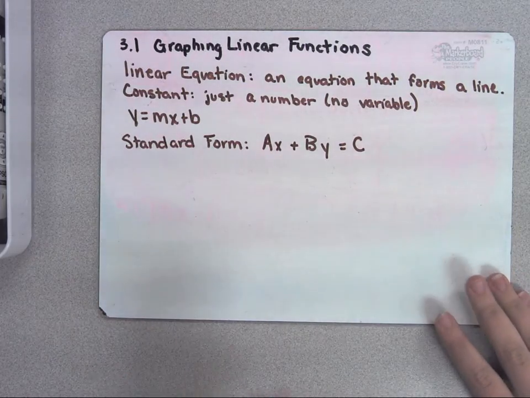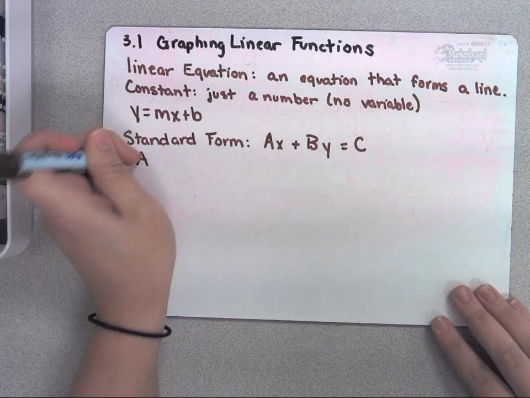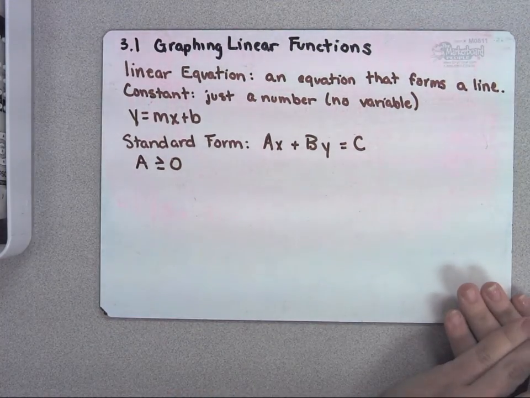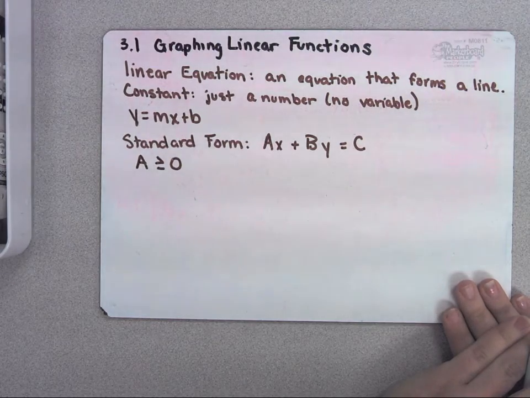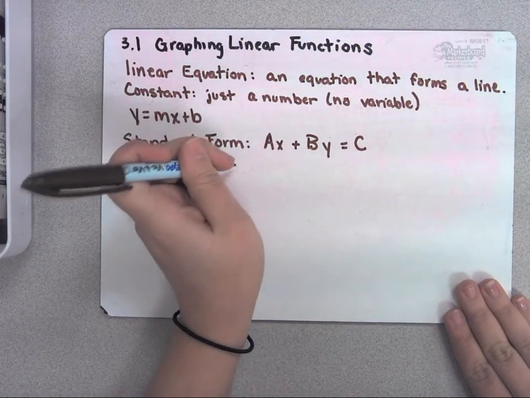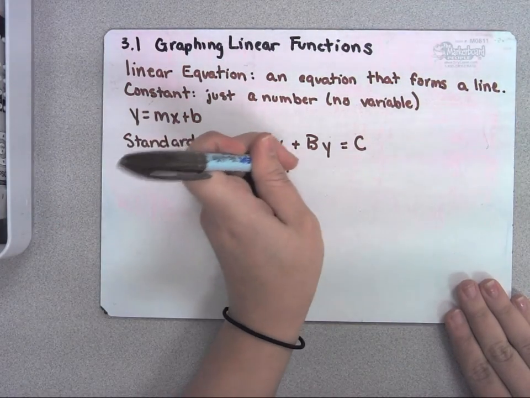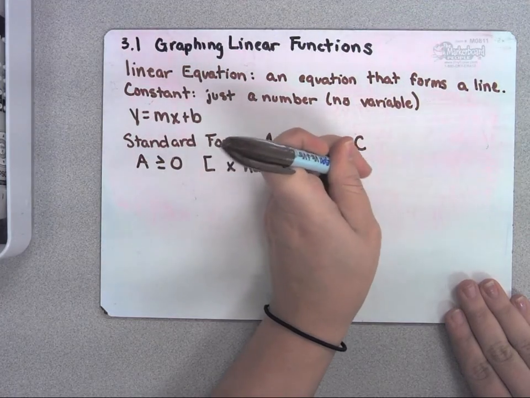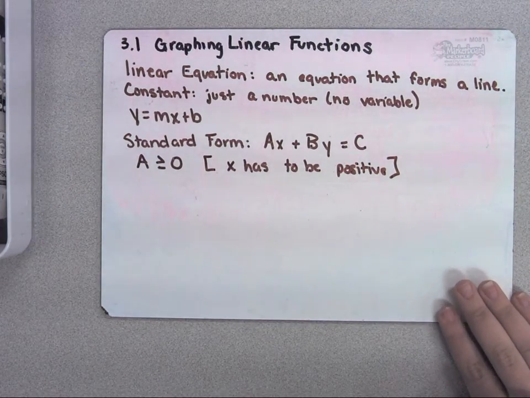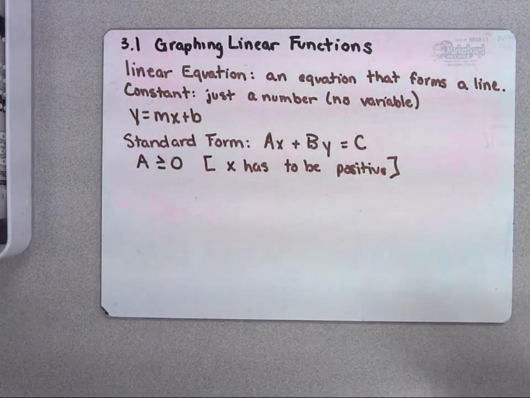Okay, there's a couple rules to this. First off, A has to be greater than or equal to 0. What does that really mean? It can't be a negative. AKA whatever's with x has to be positive. X has to be positive. This is the first thing I always make sure of. X has to be positive. Then I go, okay, let's put x and y on the same side because we're going to have to put some equations in standard form.